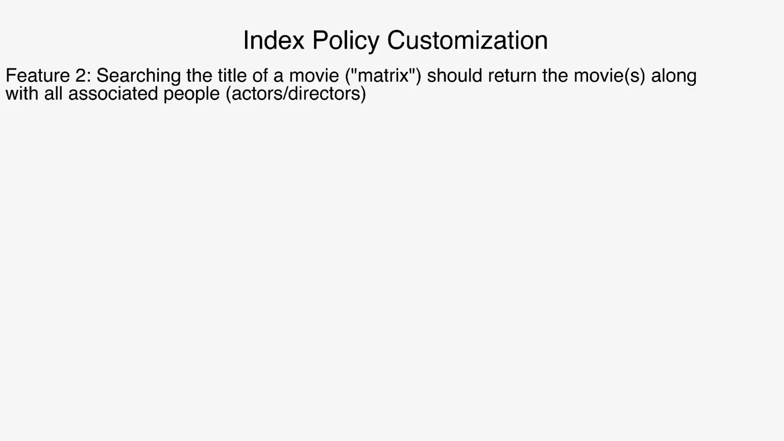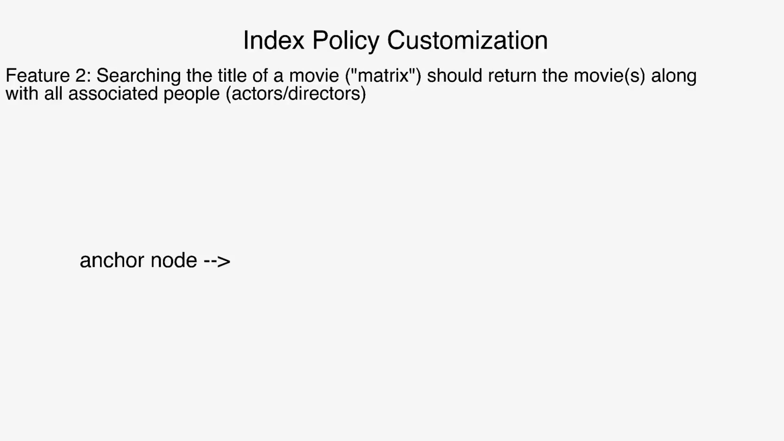Feature 2. Searching the title of a movie like The Matrix should return the movie along with all associated people. To meet feature 2, we'll go into more depth about index policy customization. Index policies are highly customizable, giving fine-grained control over what gets indexed. Search leverages GQL queries inside the index policy to retrieve targeted information about your data.